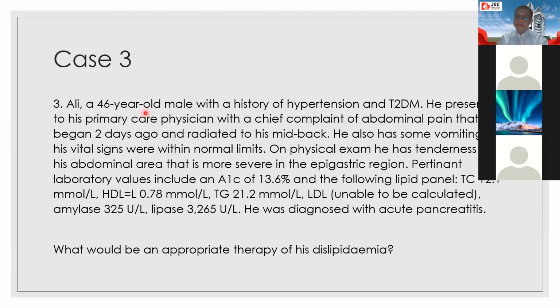When there is a very high TG, there is a risk of developing pancreatitis. Most probably it is because the pancreas has to secrete a lot of lipase, because you need more lipase to break down the TG. So you have very high lipase here.